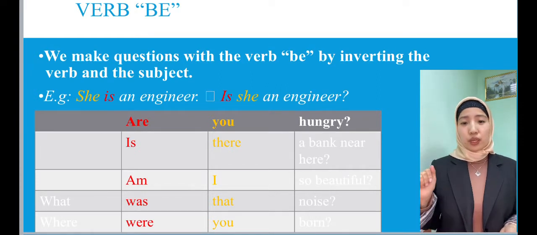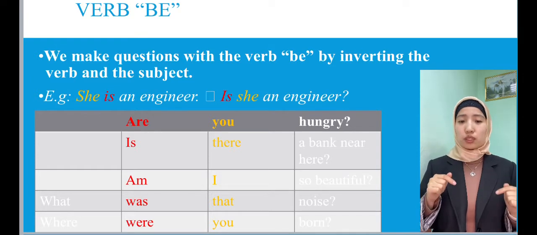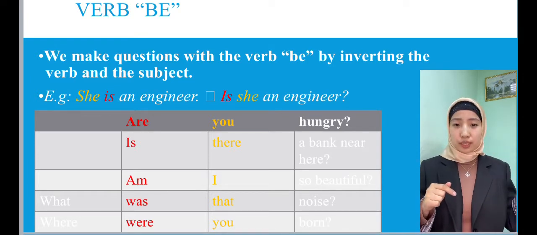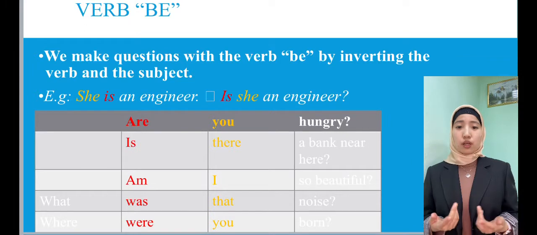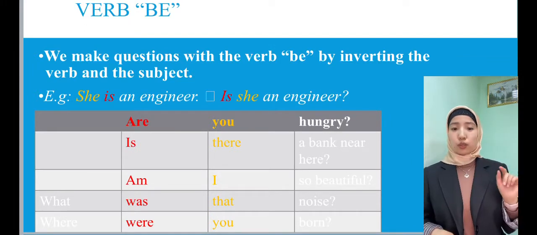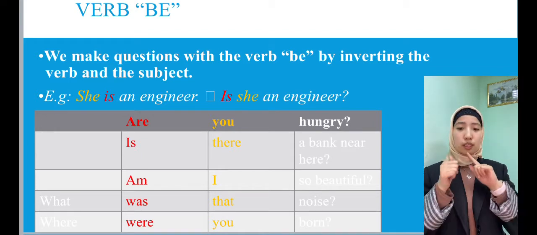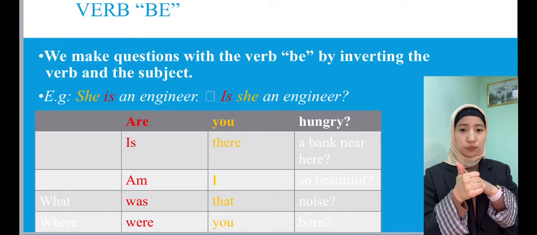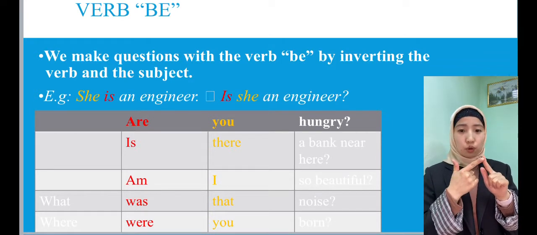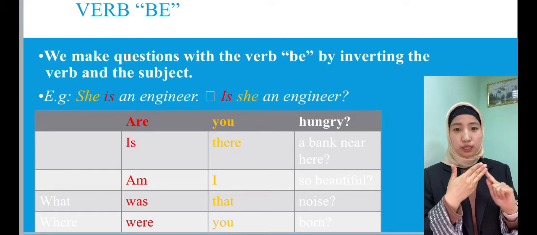By the way, when we have a question word in the sentence, we put this question word at the beginning of the sentence. For example, what was that noise? What was? So the structure with verb be will be like this: question word, verb be, subject, and other components of the sentence.